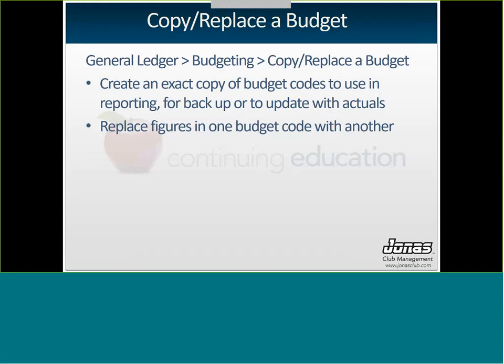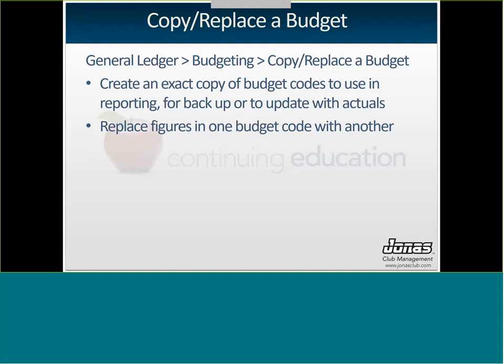So once you've created your budget code, you can actually go in and start putting in budget information. But an alternative to creating a budget code from scratch, so this would start all your numbers at 0, you can actually copy a budget code. So if you go to General Ledger, Budgeting, Copy/Replace a budget, this can create an exact copy of, say, your 2017 budget up to the 2018 budget code. This can be used to back up your budget, so you could say 2017 budget and then copy it to a code that's like 2017 backup. Or you can create a copy that you're going to update with the actuals.